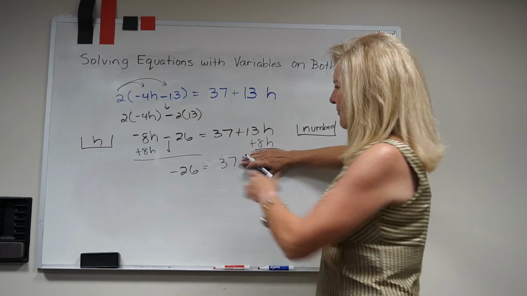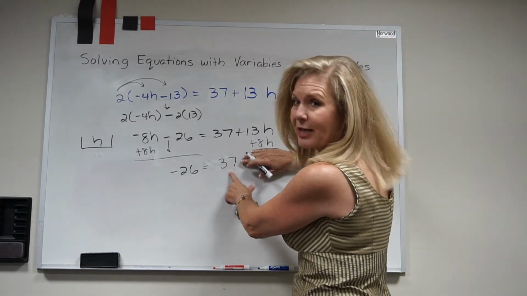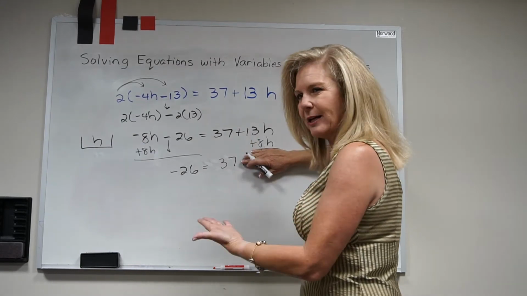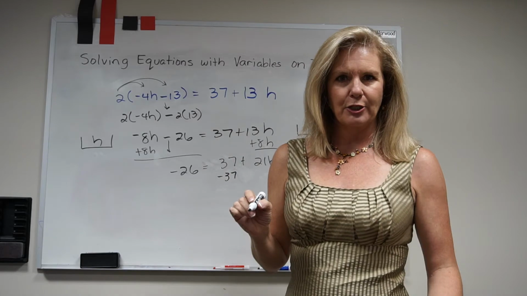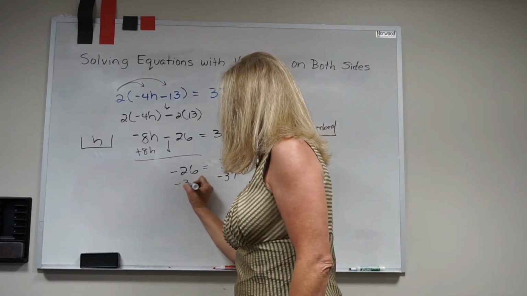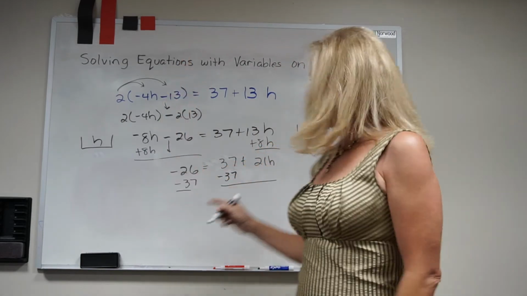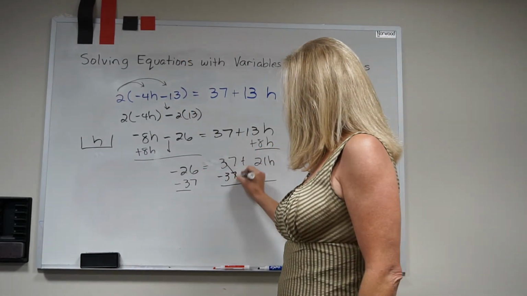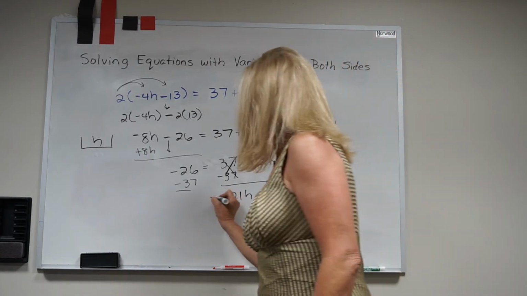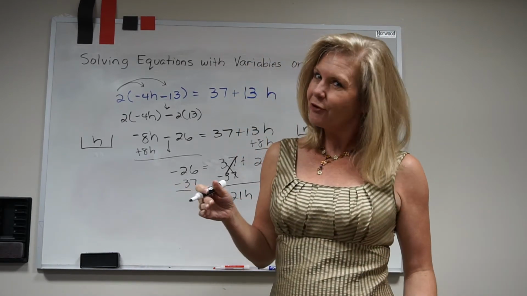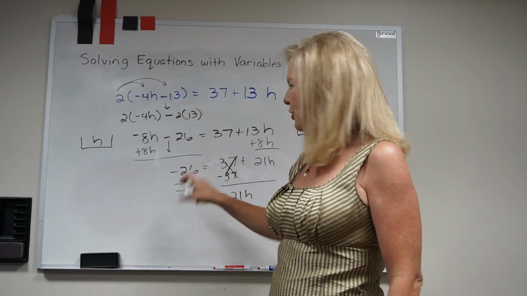And I think to myself, if I have 37 things on this side of that equation or in that balance, how do I get rid of it? Well, I'm going to subtract 37. But whatever I do on one side, I have to do on the other. Always thinking of that balance. Well, what's left on this side, I have my 21h's. What's left on this side, sometimes it's hard for us to see. I see this as negative 26 minus 37.